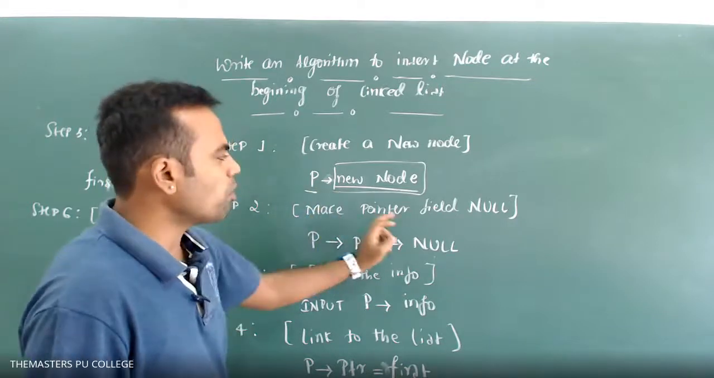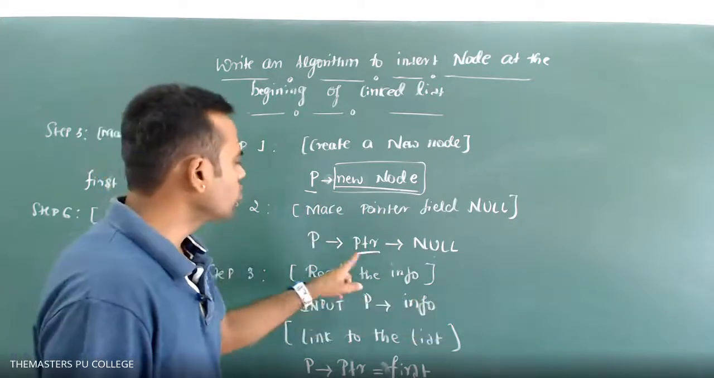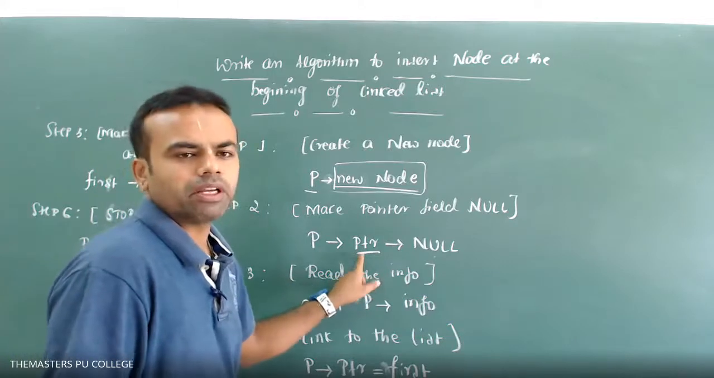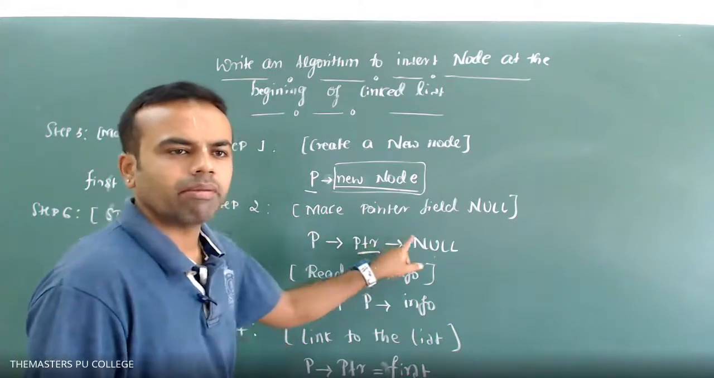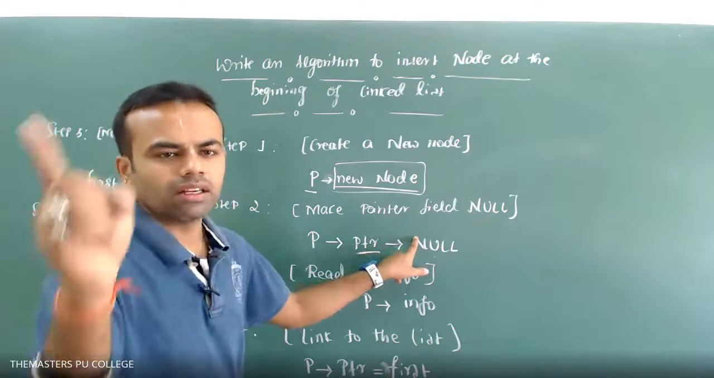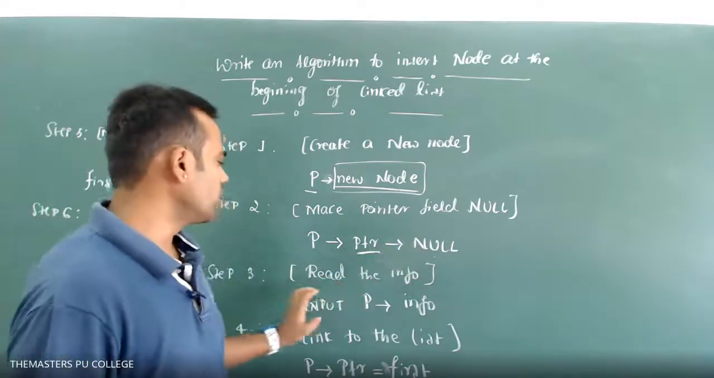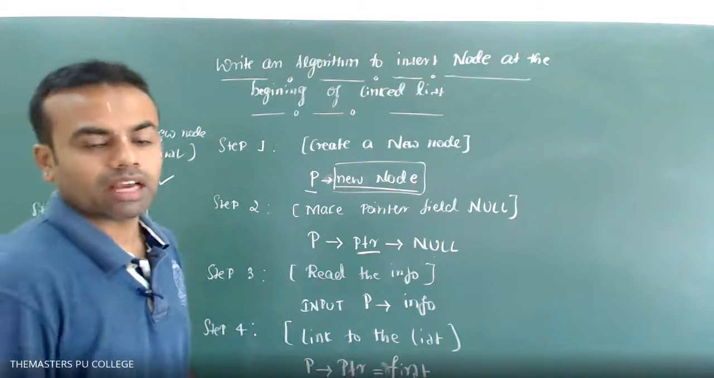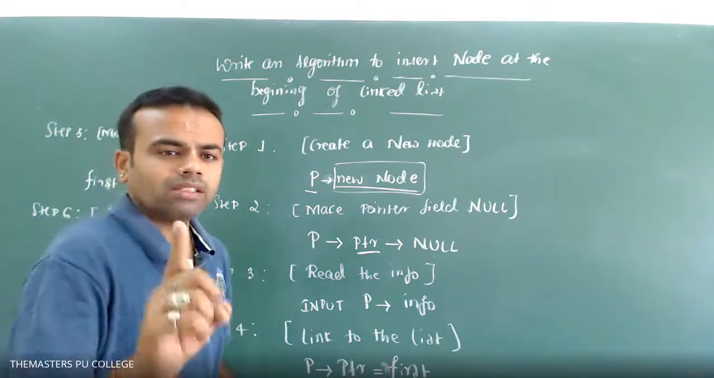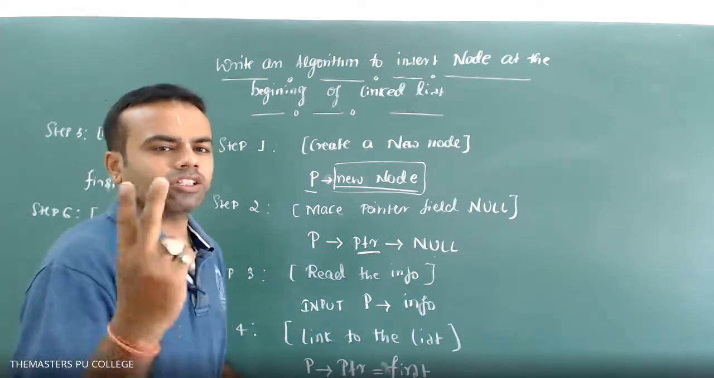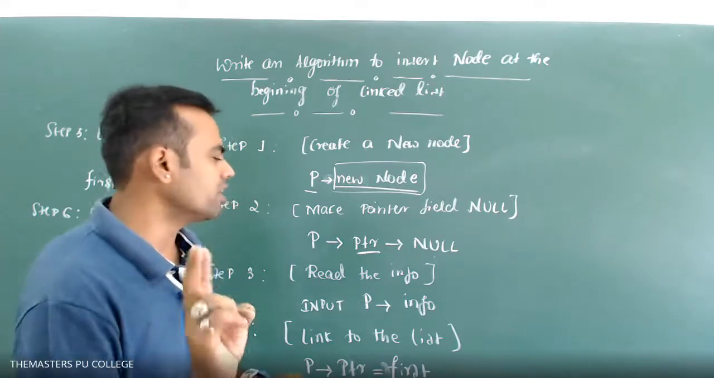Okay, make the pointer field as null. So once again you will consider this ptr is a pointer variable and make this as null. Okay, store that in null. Okay, next read the information. As we know one single node contains two parts. One is information, another is link.